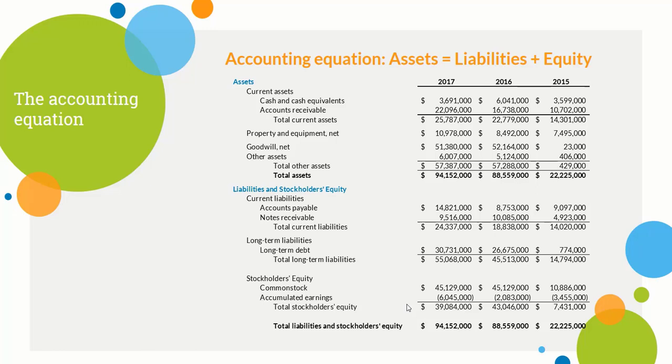It's true always. It's never not true. And if it's not true, that means something's wrong. That means you need to go back and tweak your model or do something because something's not right. But assets must always equal liabilities plus equity. So that's the very first fundamental thing you need to know about the financial statements.